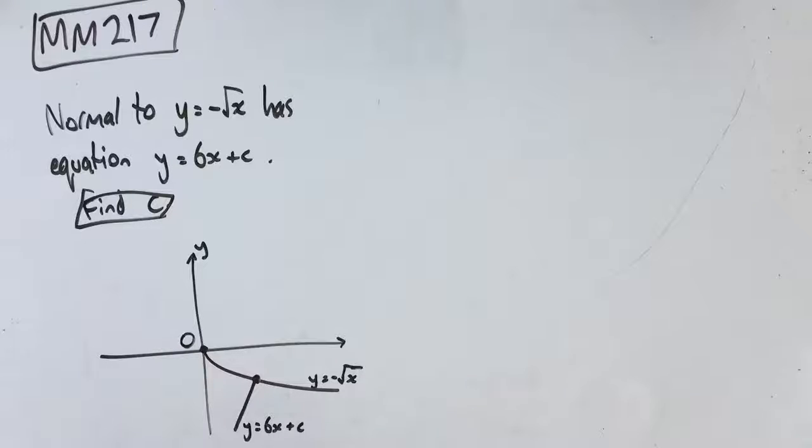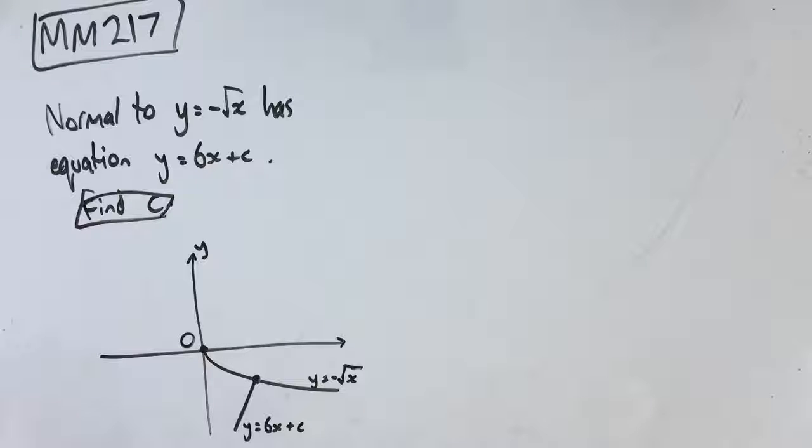Hey guys, welcome to question MM217 of the Maths Methods Fortify study guide. Now we've got this graph y equals negative root x, and we've got a normal to this graph, which is given by y equals 6x plus c. We need to find the value of c.